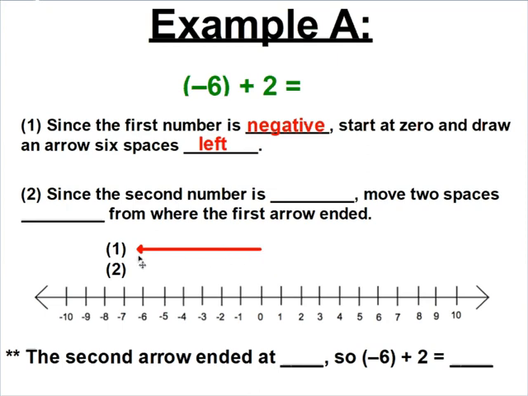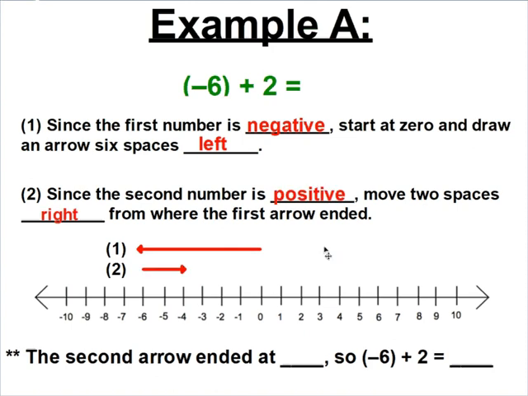We're going to stay at that location, negative 6, and we're going to take our second number in the problem, which is positive 2, and we're going to move 2 spaces. Since the second integer is positive, we're going to move 2 spaces to the right on the number line from where the last arrow ended.